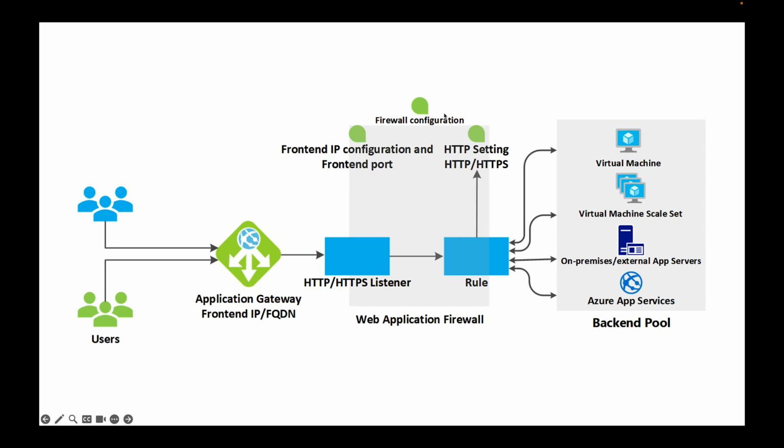And basically this whole section here is our web application firewall. And based on what we set up here, it depends on how traffic is going to go to our virtual machine, our virtual scale set, on premise, Azure App Services, and so on and so forth. So right here, we are in the front end IP configuration.